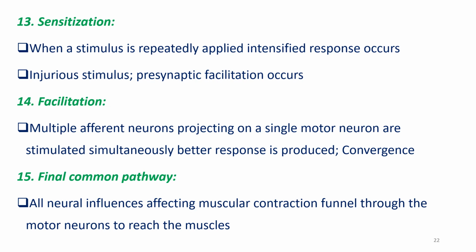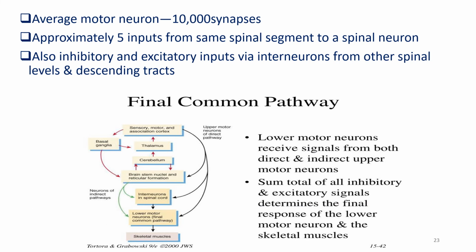Final common pathway. The motor neurons are considered the final common pathway, because all neural influences affecting muscular contraction funnel through the motor neurons to reach the muscles. The motor neurons which supply the skeletal muscles are the efferent site of many reflex arcs. So, as we said, all the neural influences funnel through these motor neurons to affect the muscles, and that is why these are called the final common pathway.